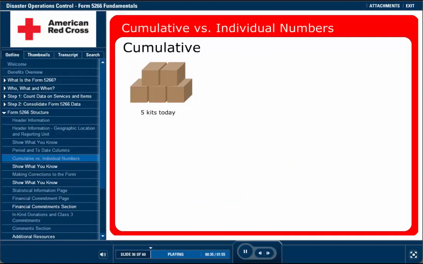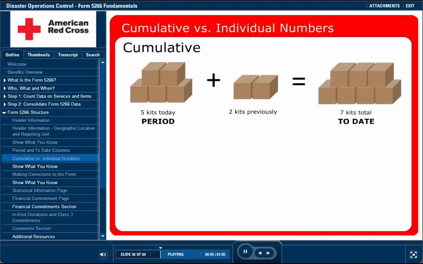If you gave out 5 kits today, that's the period. Your previous to-date number was 2. So your new to-date number is 7. 5 plus 2 equals 7. But some items are considered individual instead of cumulative, such as vehicles and people who volunteer.